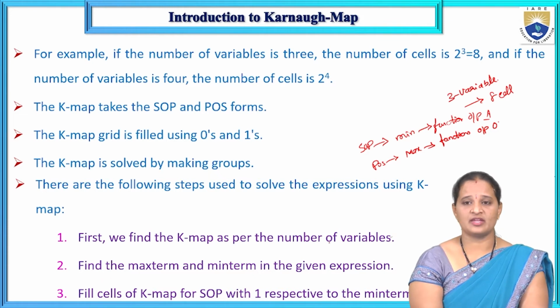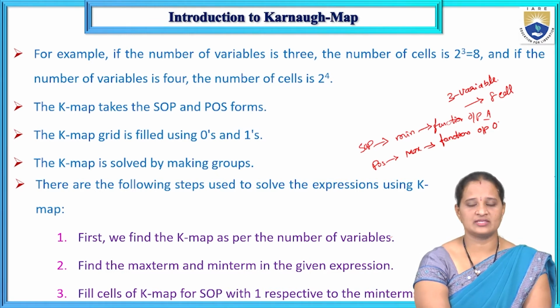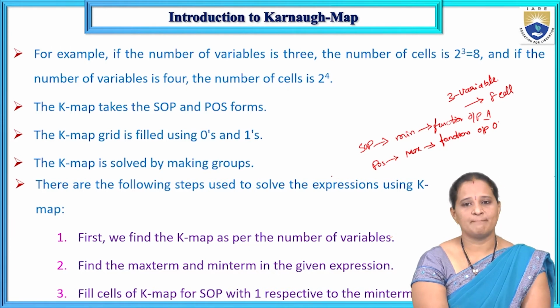After identifying the number of variables, find the max terms and min terms given in the expression. So in the given expression, we need to identify whether it is SOP form or POS. That means we need to identify whether the function includes max terms or min terms.